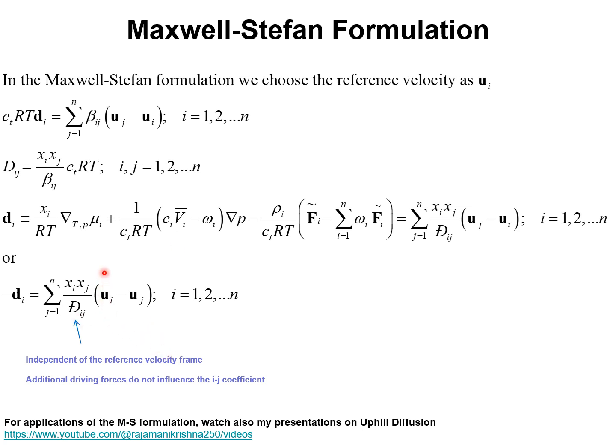In other words, the coefficient Dij is the same whether the chemical potential gradient acts on its own or in the presence of the pressure gradient and external driving forces. This is an important persuasive advantage of the MS formulation over the Onsager formulation. I also stress this in my presentation on uphill diffusion that is viewable on my YouTube channel.